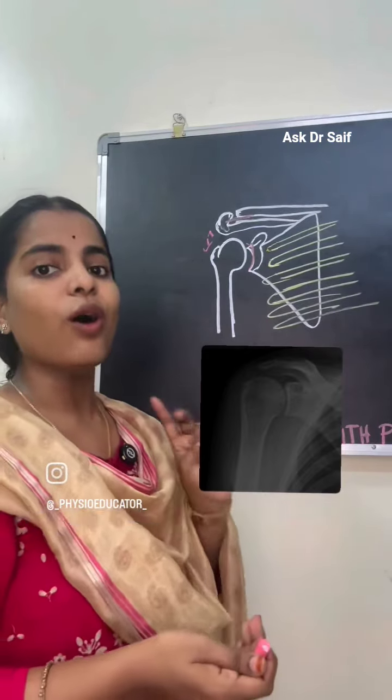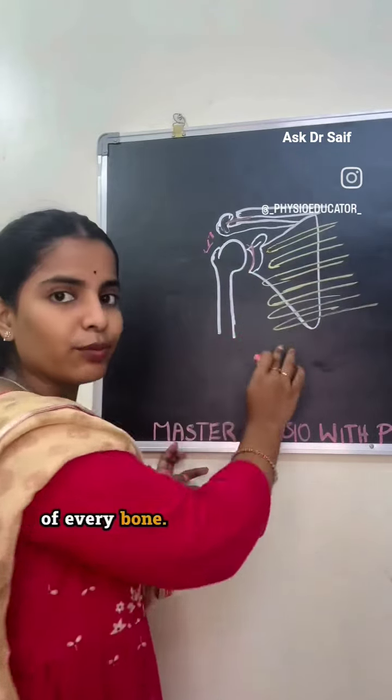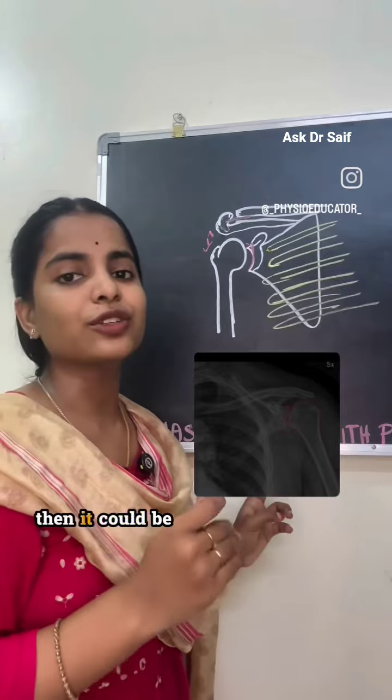And the fourth one, always look for the cortex of the bone. Cortex is nothing but the outer lining of every bone. If the cortex is not good, then it could be degeneration.